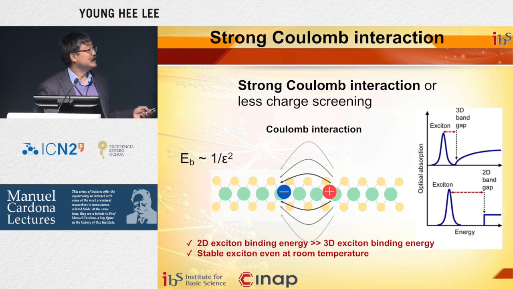But with the very strong Coulomb interaction in 2D, the exciton binding energy is several hundred milli-electron volts, which is much larger than the room temperature thermal energy. That means you can maintain these excitons clearly, even at room temperature. I think this gives us a lot of room. I'll show some examples.